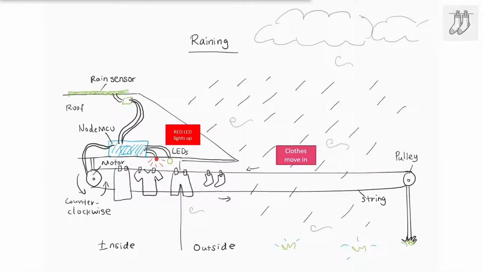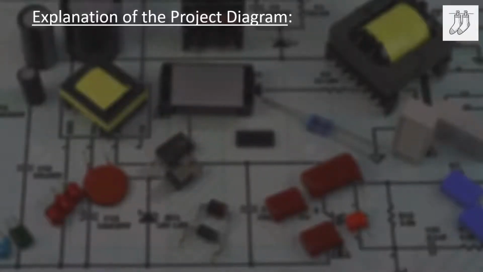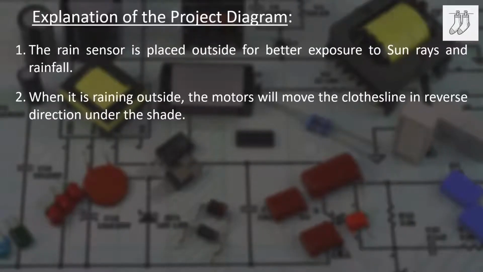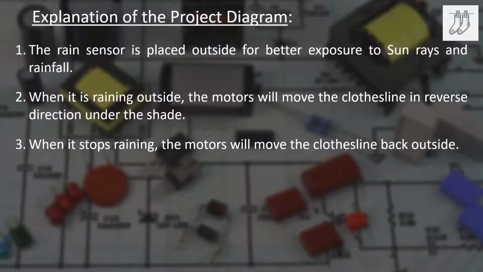So when it is raining, the red LED lights up and the clothes will be moved in by the clothesline to really save the clothes from getting wet. So this is the explanation of the project diagram. Firstly, the rainfall sensor is placed outside for better exposure to sun rays and rainfall. When it is raining outside, the motors will move the clothesline in reverse direction under the shade. When it stops raining, the motors will move the clothesline back outside.